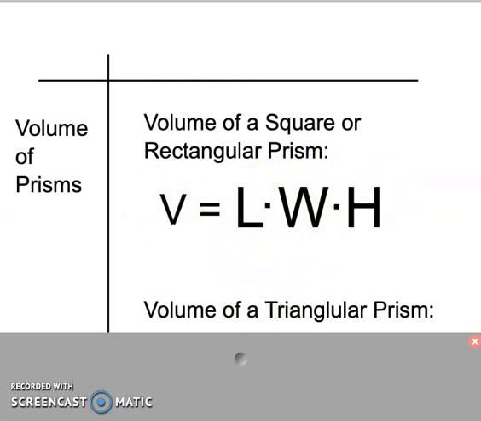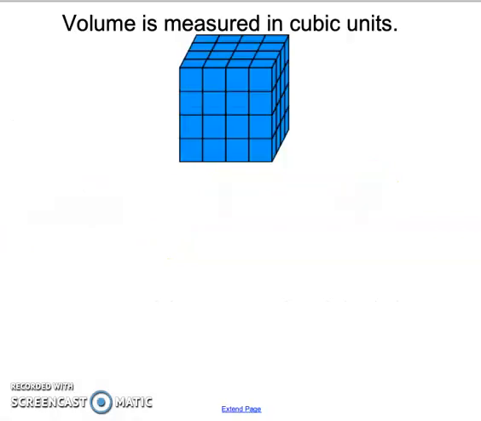We'll get to the volume of a triangular prism a little bit later, but let's start with just square or rectangular prisms. Also, because we're multiplying 3 dimensions, a length, a width, and a height, the volume is going to be measured not in square units, but in cubic units. Think about the space required to fill up a 3-dimensional figure. You can't fill it up with 2-dimensional squares. You would need 3-dimensional cubes to fill up that area.